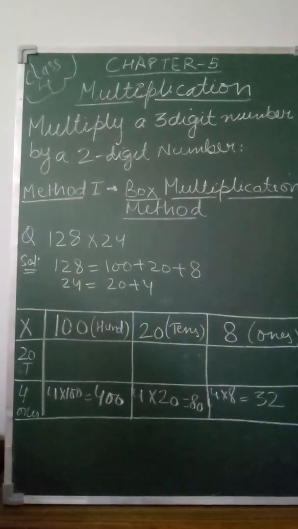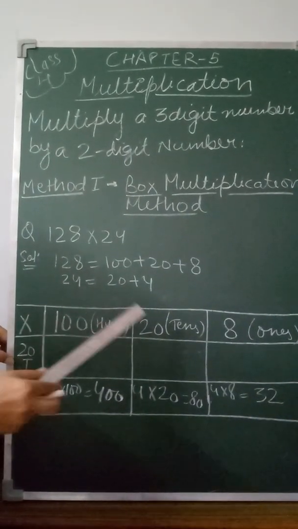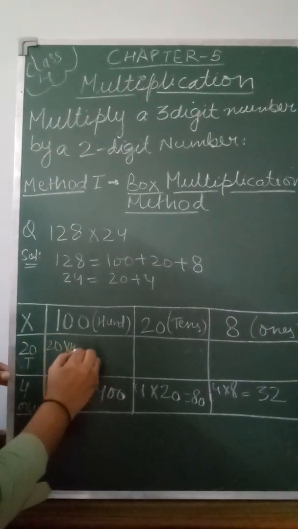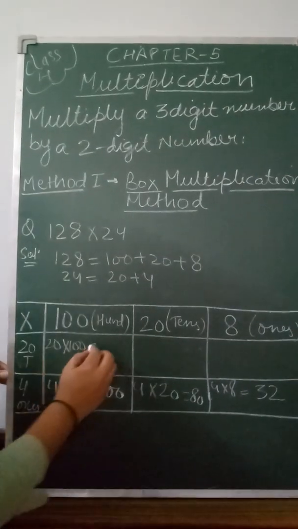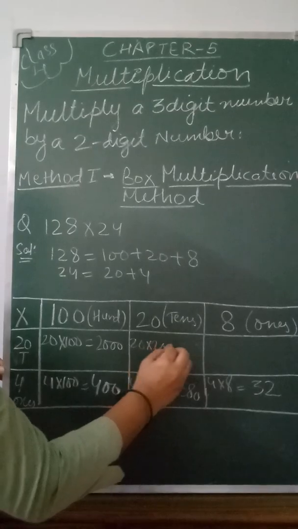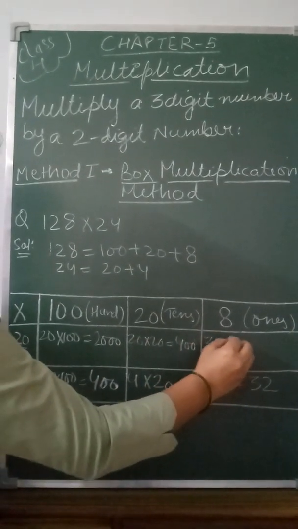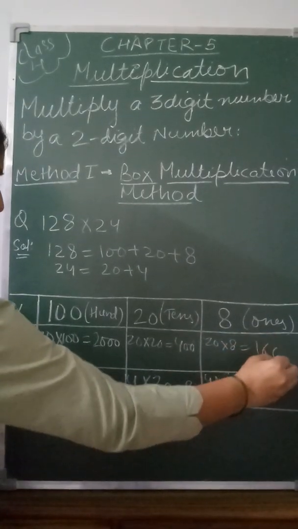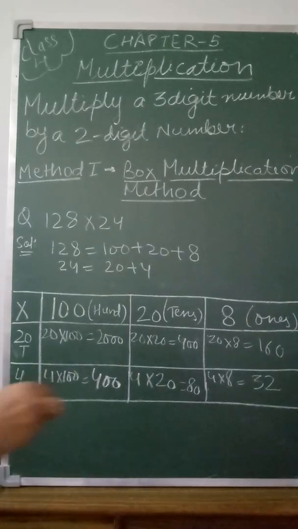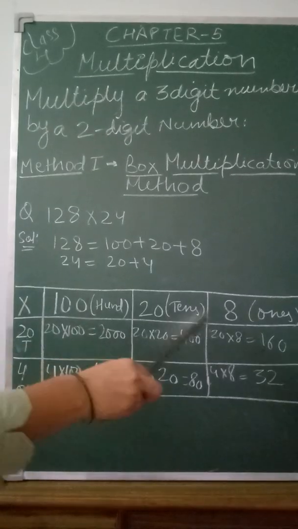That is 32. After this, we have to multiply the tens place number again with 100, 20 and 8 separately. So 20 multiplied by 100. We can easily do this oral calculation. This is 2000. Now 20 multiplied by 20: 2 twos are 4 and 2 zeros, so 400. Again 20 multiplied by 8. So 160 is the product of 20 multiplied by 8. So we multiply 4 by all three numbers and 20 by all three numbers.